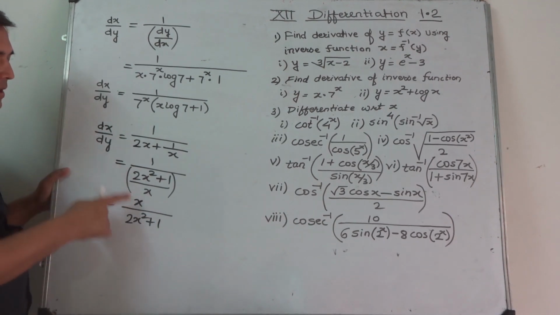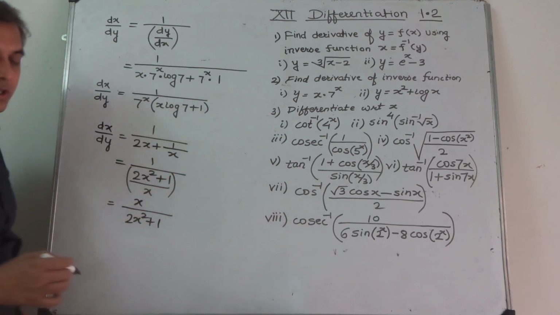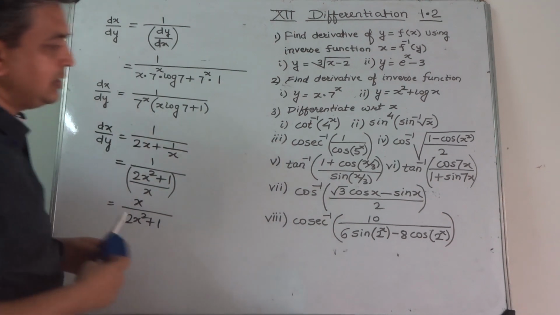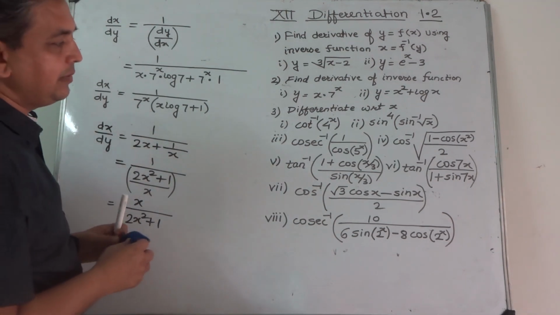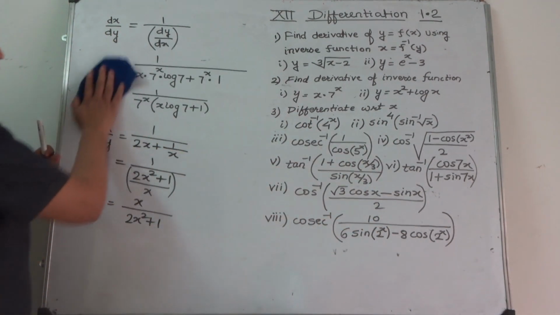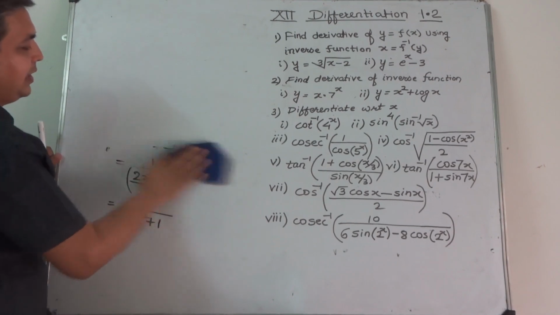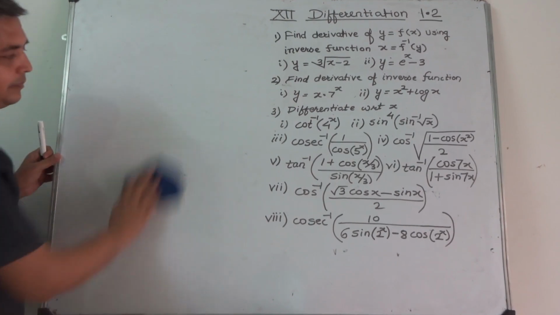So dx by dy is x upon 2x square plus 1. So this is question number 2. Now students, in question number 3 I have taken 3 types of questions together. We shall see all these questions. We shall see the formulas used here and the method how to solve.